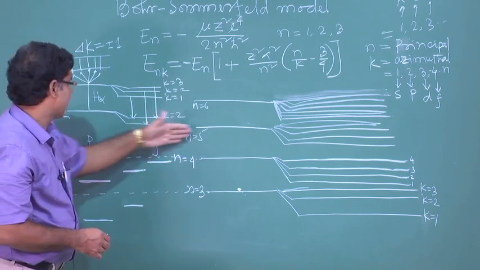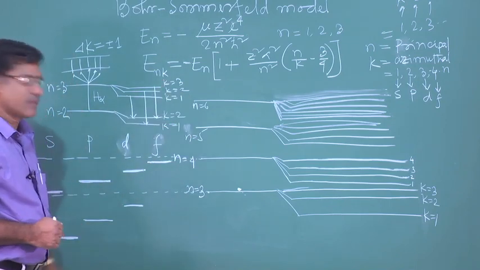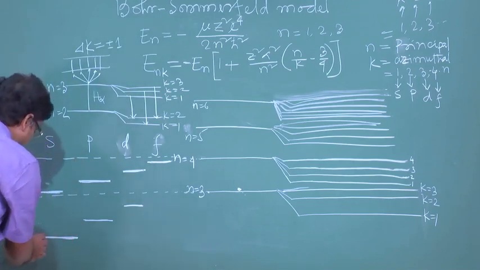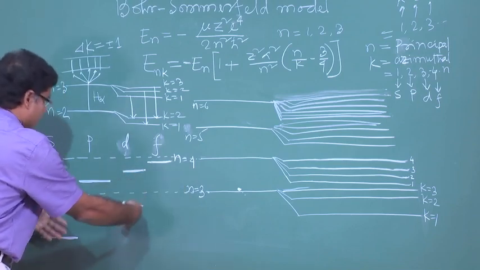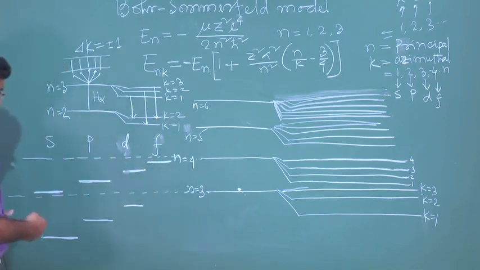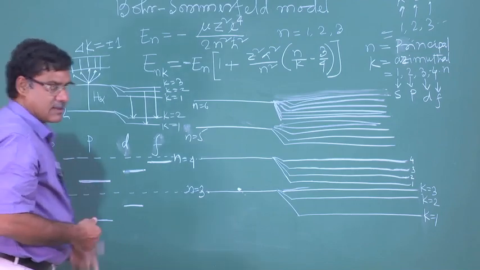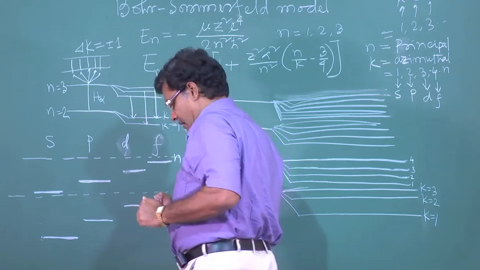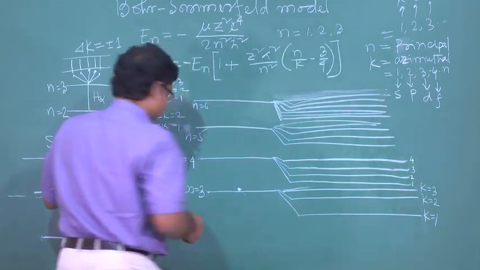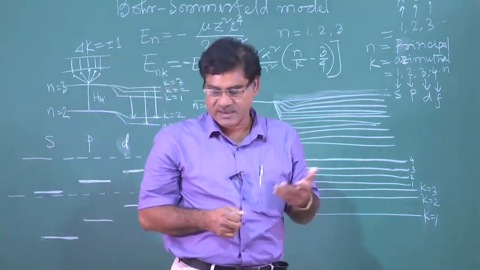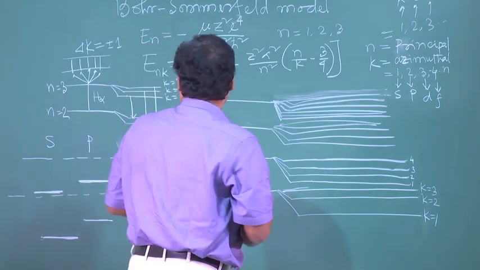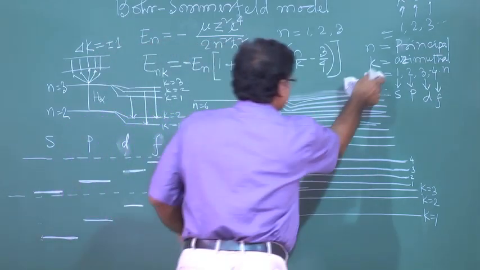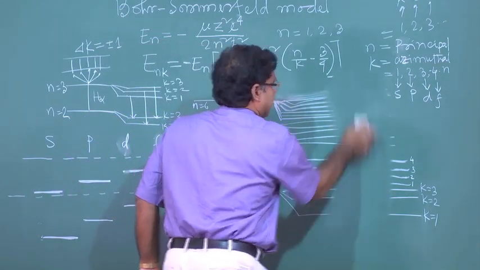Similarly, you will get n equal to 5, n equal to 6, one can draw. If I do not draw more, what we are seeing are these lines for n equal to 3 below, and this n equal to 4. So, here if I consider transitions following the rule del k equal to plus minus 1, there are 4 series, as I mentioned earlier, that one can experimentally see for alkali atoms.